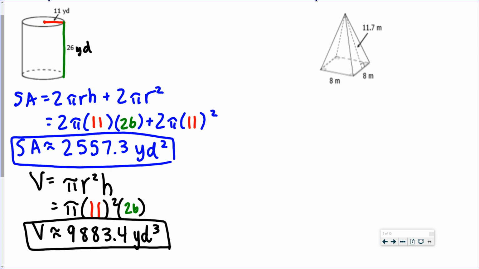Surface area. We just find the area of all our pieces. So I'm going to start with the base. Now with pyramids, we only have one base, right? So I don't need to double this. This is a square, so it'll just be 8 times 8, or 8 squared. There's my base.